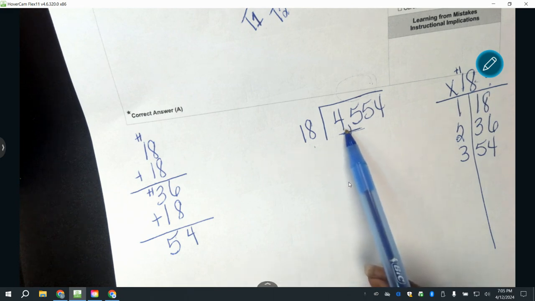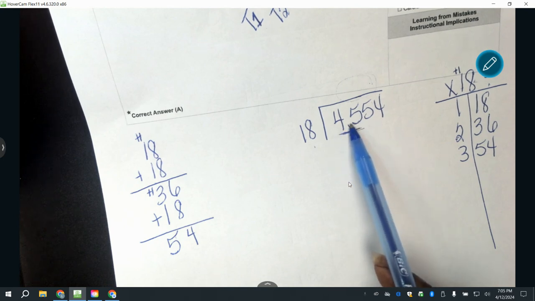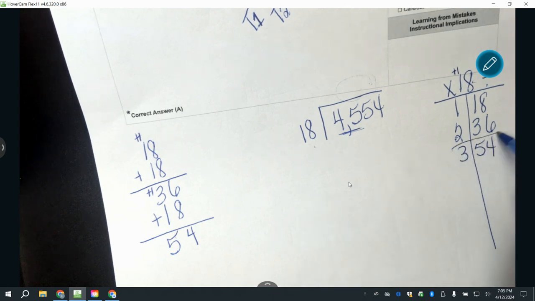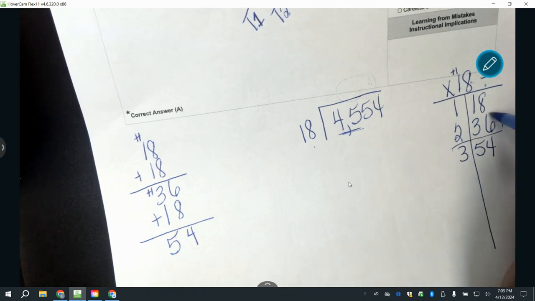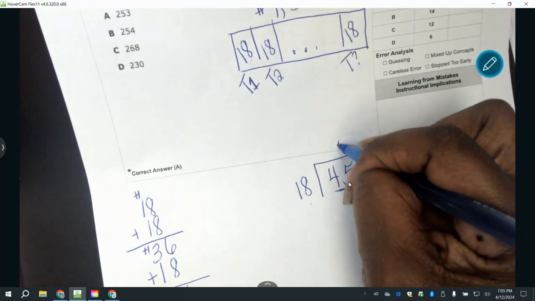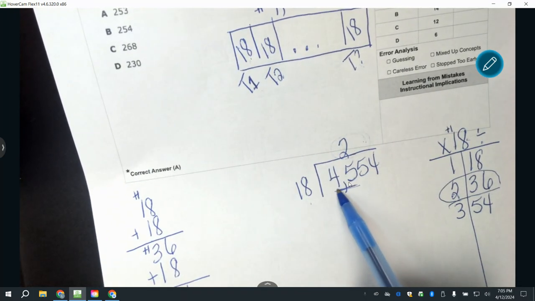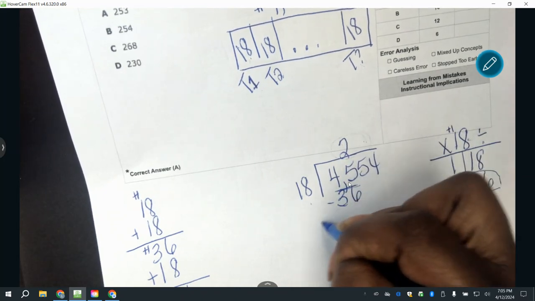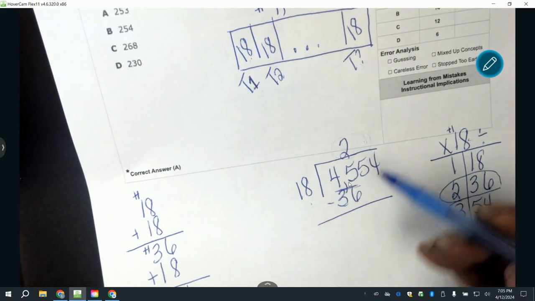We just passed it. So because we passed it, we know it can't be 3. We cannot make 3 groups of 18 out of this, right? So what we're going to do is go back to where we had not passed it yet. So we can make 2 groups of 18. I'm going to put the 2 over the 5 because we went over the first 2 numbers. 2 times 18 is 36. And then I'm just going to subtract.